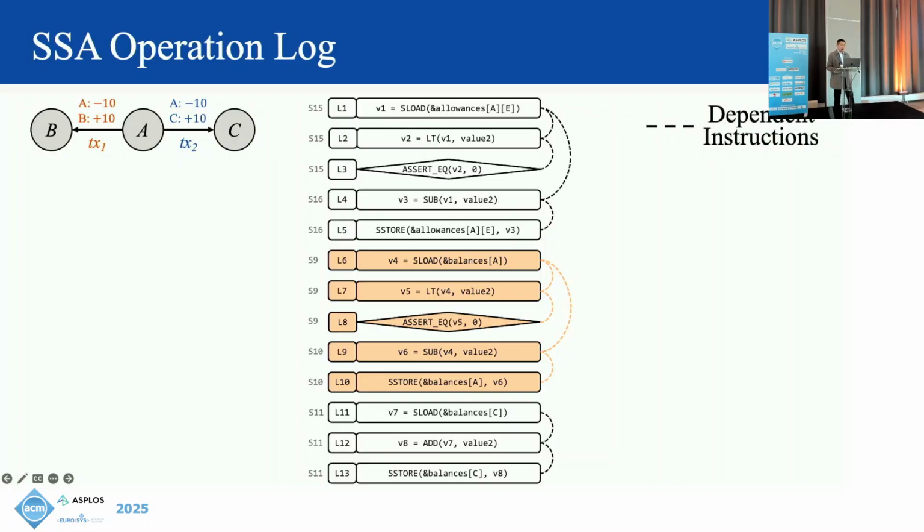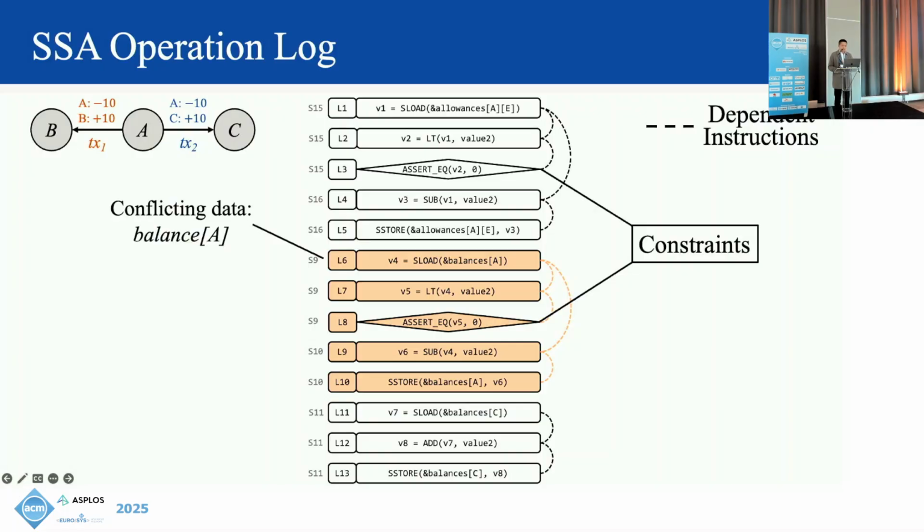So this example shows the corresponding SSA operation log of transaction 2. Each line represents a generated log. The dotted lines connect dependent instructions. Thus, there exist 3 independent operation groups. Diamonds are synthesized constraints. Transaction 2 conflicts on balance A, causing the storage load instruction SLOAD to read dirty state from account A.